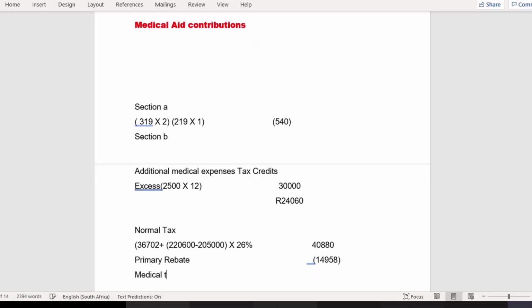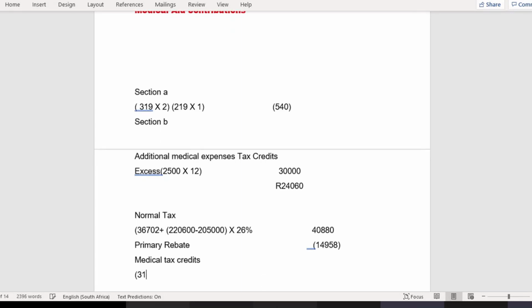Medical tax credits. The medical tax credit will bring along what you were talking about, 319, and then you multiply that by 12 because the main members are 2, the wife and the husband. So it's going to be 638 for 2 members, and then the other member it's going to be 215 rand, and then we have to multiply it by 12.